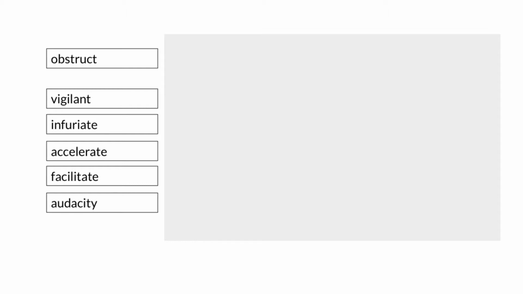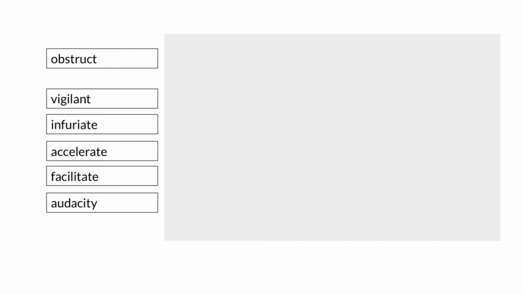First up, we have obstruct. I'll give you an example sentence. I tried to go in, but a large dog was obstructing the entrance. So I tried to go in, but a large dog was obstructing the entrance. What could that be? Why would you not be able to go in because there was a large dog there? Perhaps the dog is blocking the entrance.